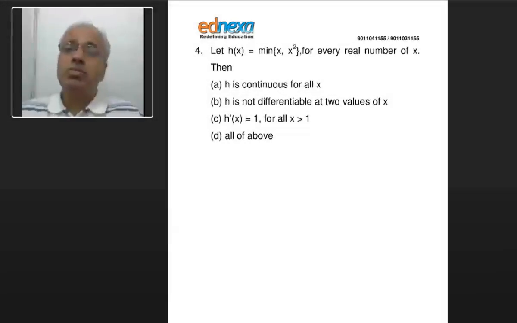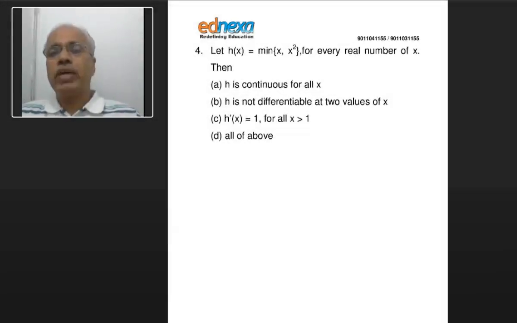Okay, this is a good question. Minimum of x and x square. The function is defined in this fashion: minimum of x and x square.